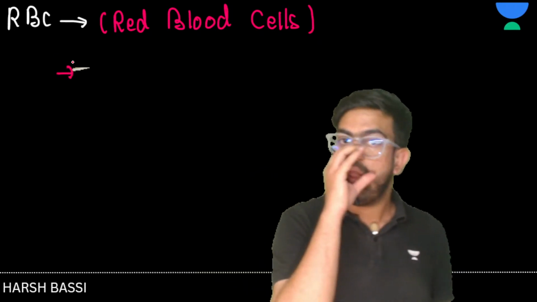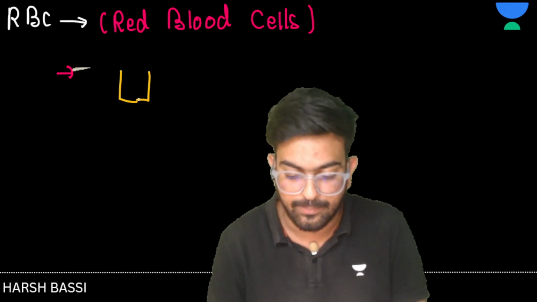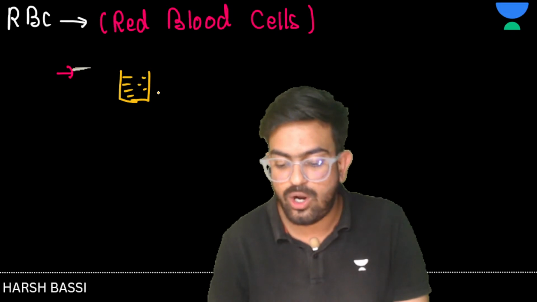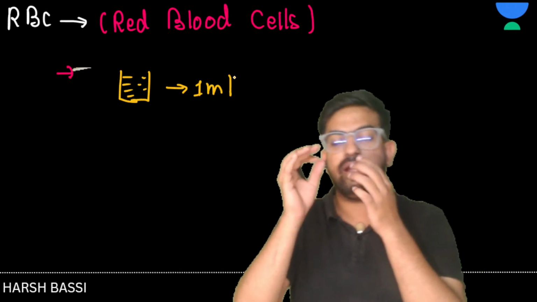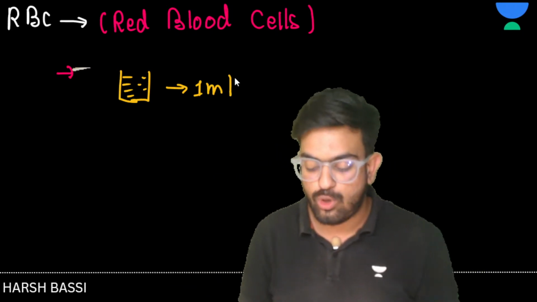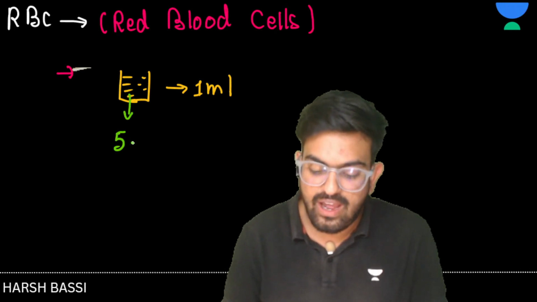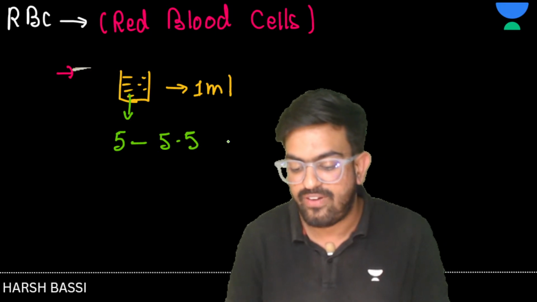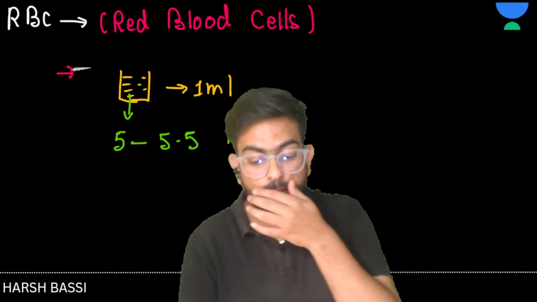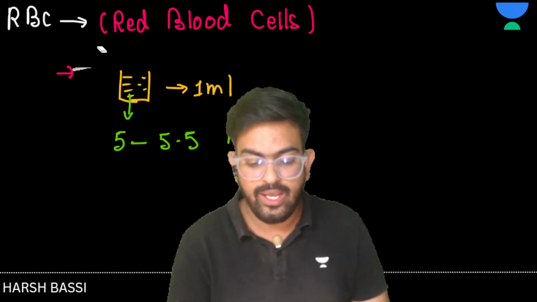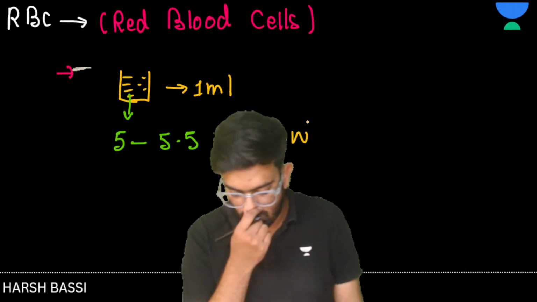If I take a box with a volume of 1 ml, and I take blood in that box, I will observe that there are 5 to 5.5 million RBCs in 1 cubic millimeter. Okay, everyone, great.